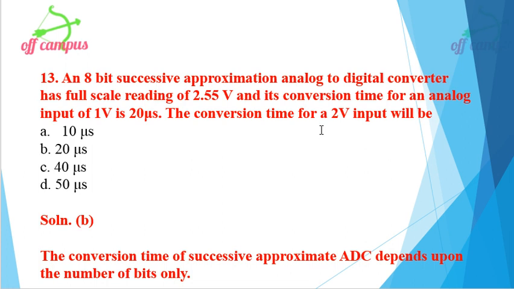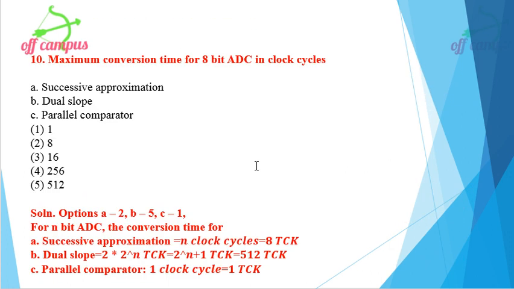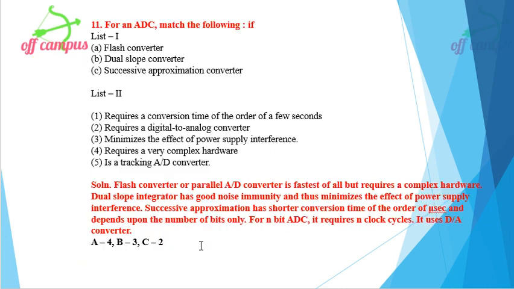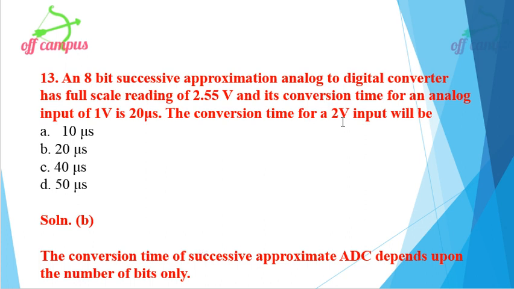See guys, we previously saw the successive approximation type clock cycles. What is the formula? N clock cycles. It depends on the number of bits only, not on the input value. It totally depends on the number of bits. So if n bit, it is n clock cycles. Then if we change the input voltage, that doesn't affect the conversion time. So when we change the input voltage, the answer is the same, 20 microseconds only.